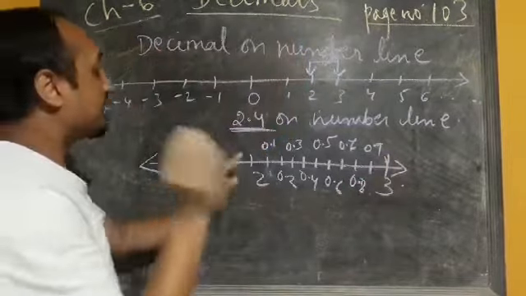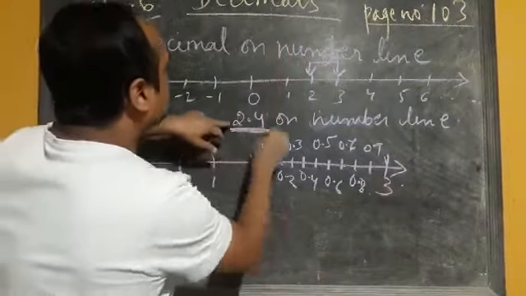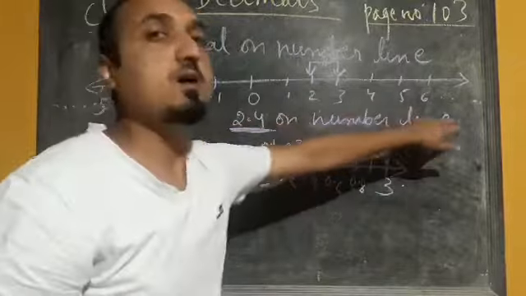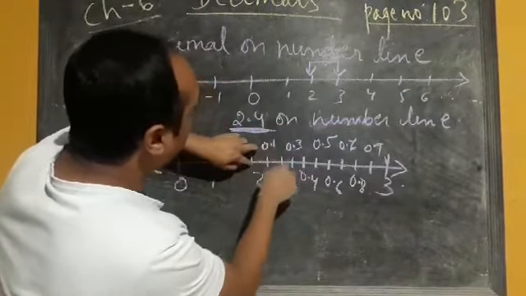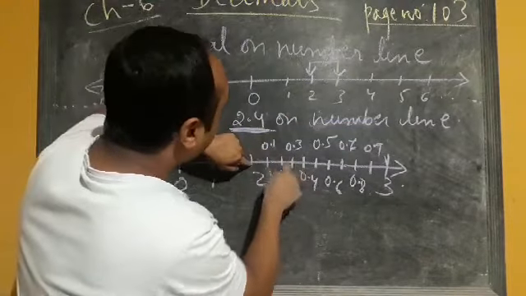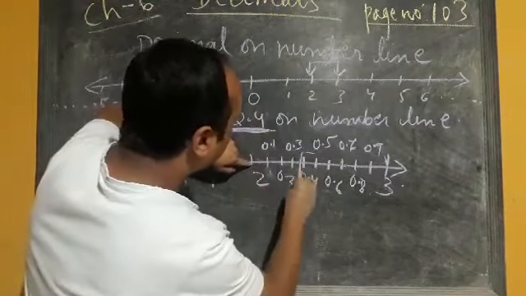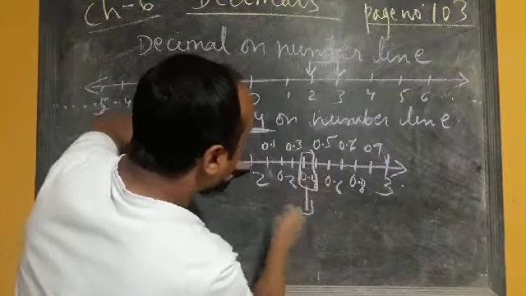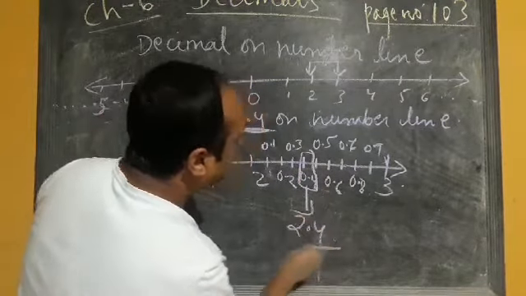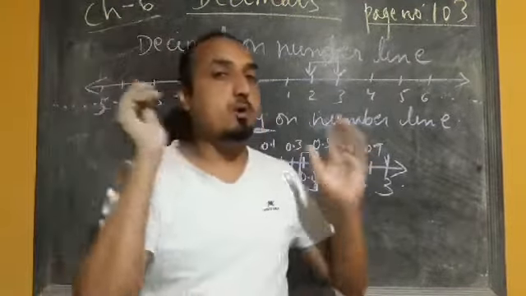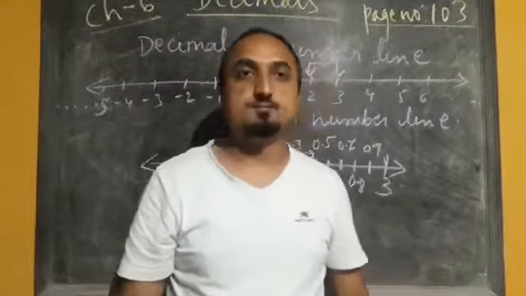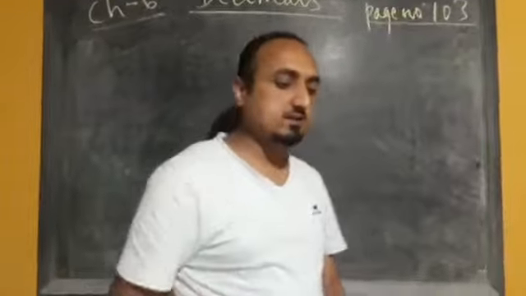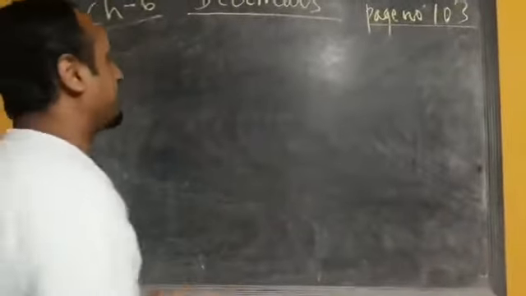So here we have to represent 2.4 on the number line. So where is 2.4? See, this is 2.1, 2.2, 2.3, this is 2.4. Now this will be our 2.4. So this is the way to represent a decimal on a number line. Okay, next concept I am going to explain to you.